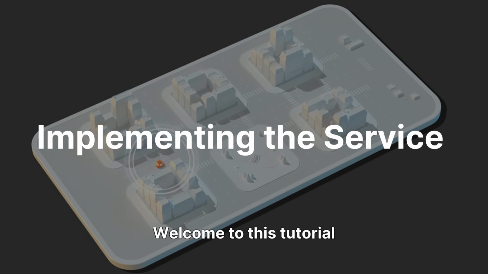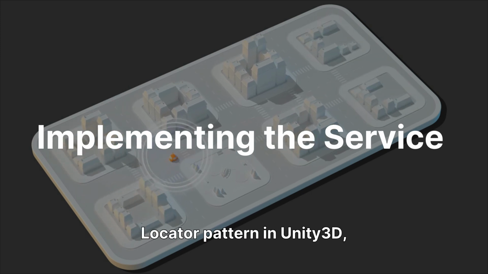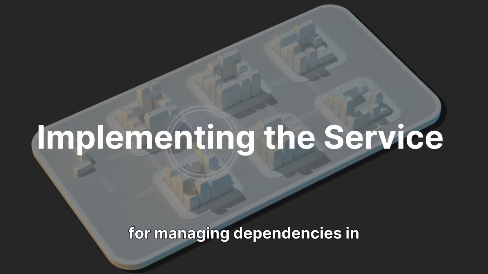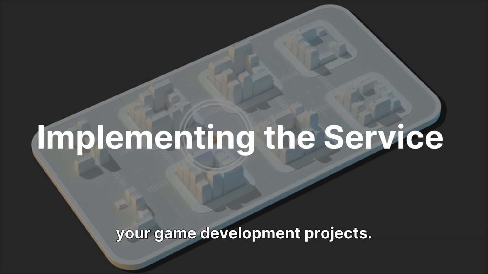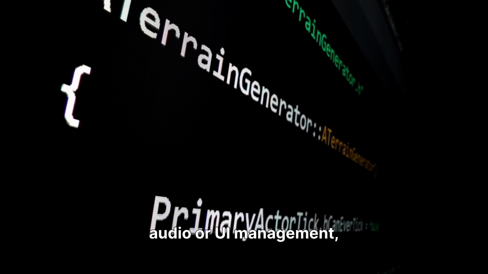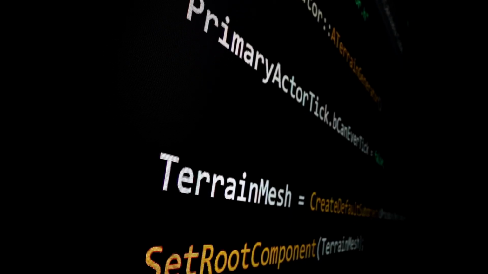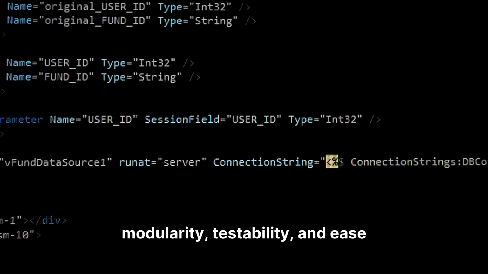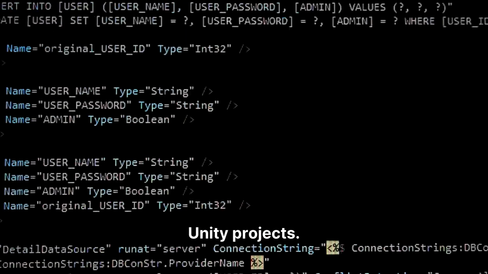Welcome to this tutorial on implementing the Service Locator pattern in Unity 3D, a powerful design pattern for managing dependencies in your game development projects. The Service Locator pattern provides a centralized registry where various services, like audio or UI management, can be stored and accessed by other game objects. This approach significantly promotes modularity, testability, and ease of maintenance within your Unity projects.